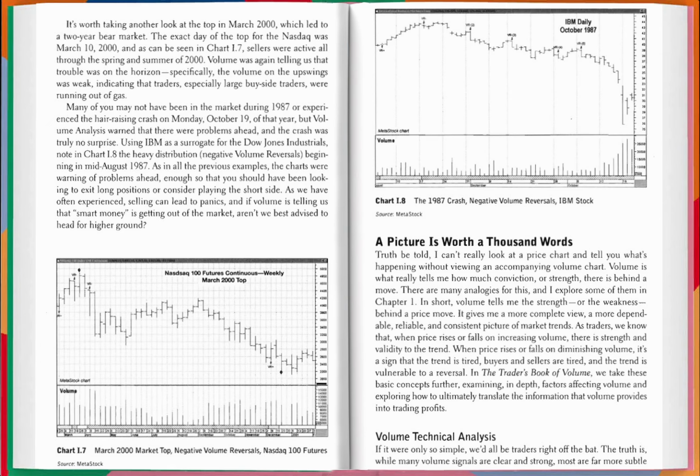Many of you may not have been in the market during 1987 or experienced the hair-raising crash on Monday, October 19, of that year, but volume analysis warned that there were problems ahead, and the crash was truly no surprise. Using IBM as a surrogate for the Dow Jones Industrials, note in Chart 1.8 the heavy distribution, negative volume reversals beginning in mid-August 1987. As in all the previous examples, the charts were warning of problems ahead, enough so that you should have been looking to exit long positions or consider playing the short side.